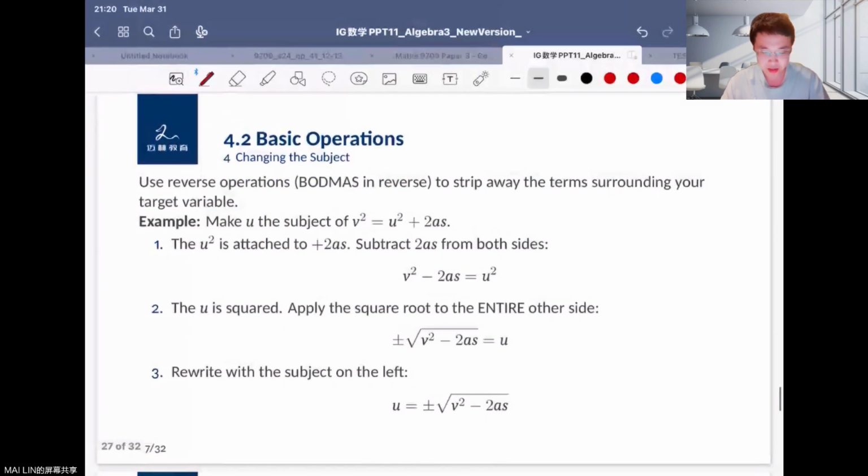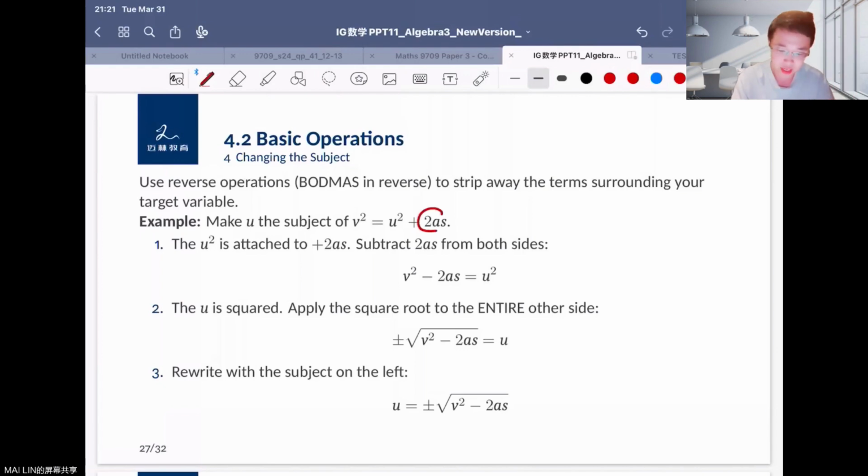Now there are some basic operations. For example, in the equation v squared equals u squared plus 2as, we want to make u the subject. That means you have to put u alone on the left side of the equation. First, we change the place of terms, placing u at one side.